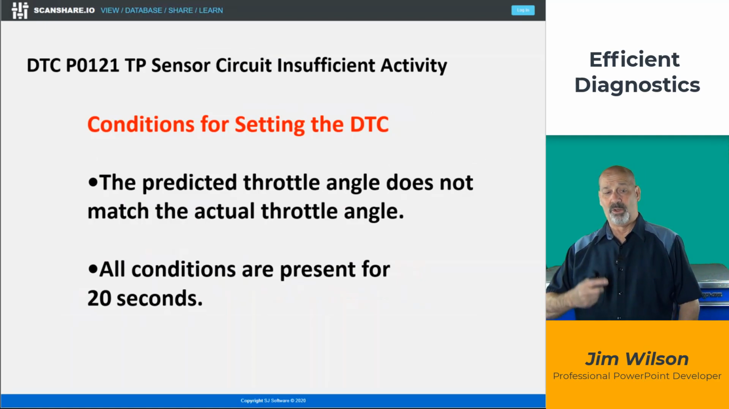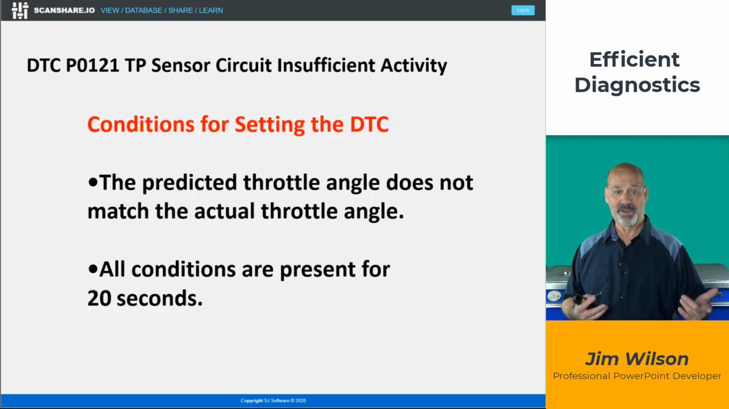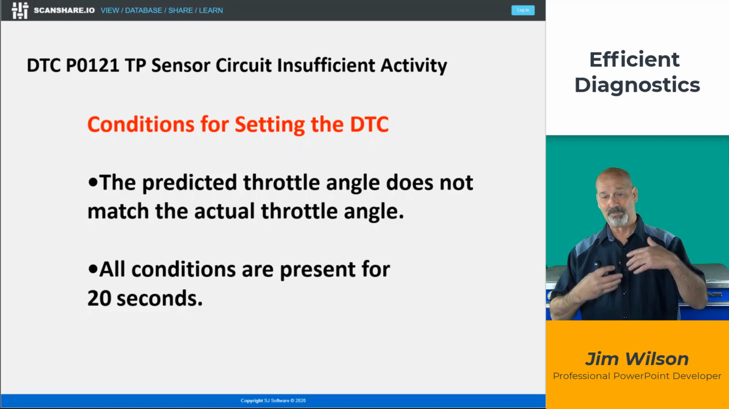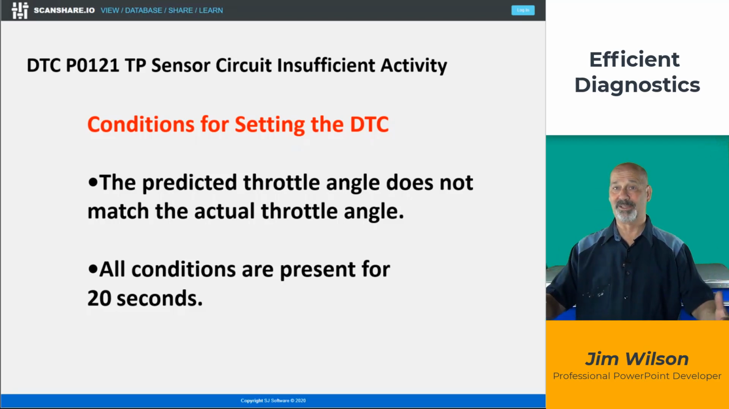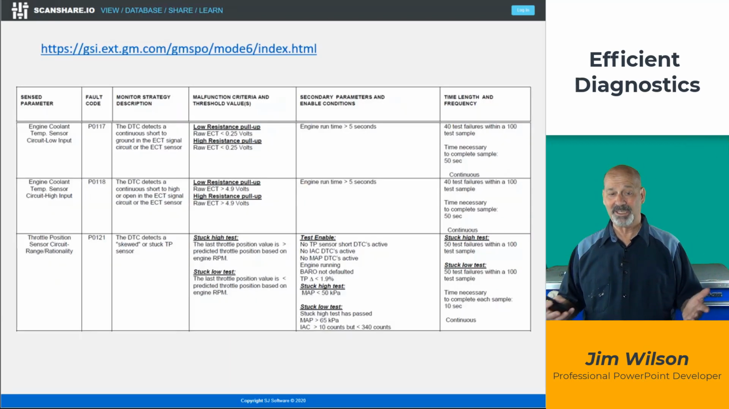So with that, this truck had the severe lack of power and it had a P0121 in it. And so what that meant was that the TP sensor had insufficient activity. So what does that mean? Well, if you look in the enable criteria, it tells you what it means. It means that the predicted throttle angle and the actual throttle angle didn't match. The actual throttle angle is the information coming from the sensor to the PCM, and the predicted throttle angle is from other sensors, primarily MAP. What it's saying basically is this is a TP rationality code. It's detecting a skewed or stuck TP.